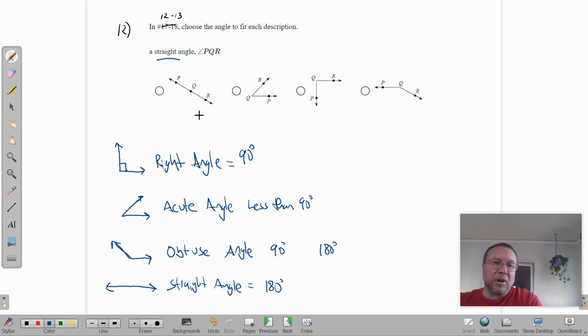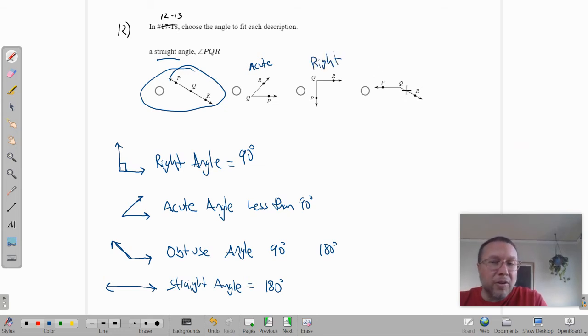All right, so now they say a straight angle. Well, I can already tell you right now which one it is. If I'm just looking at straight, the only one that's a straight line is that one right there. But let's rule out what the other ones are. What kind of angle is this? Just a little bit of practice. That's less than 90, so that would be acute. That is an L, so that's a right angle. And that's greater than 90, so we would say that's obtuse.